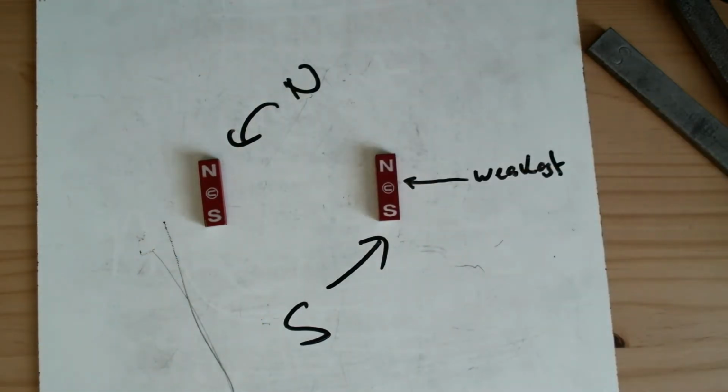Now, I said that all magnets have a north and a south pole, which brings me to the question, what happens if I break a magnet?